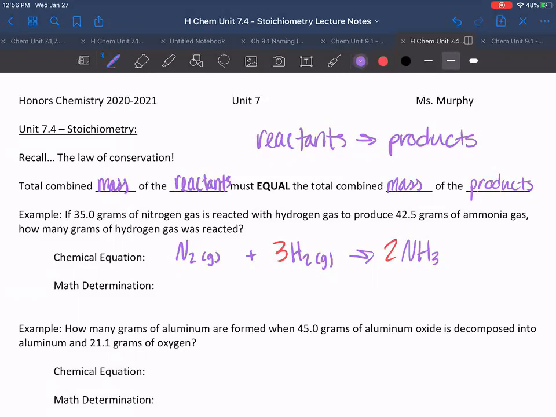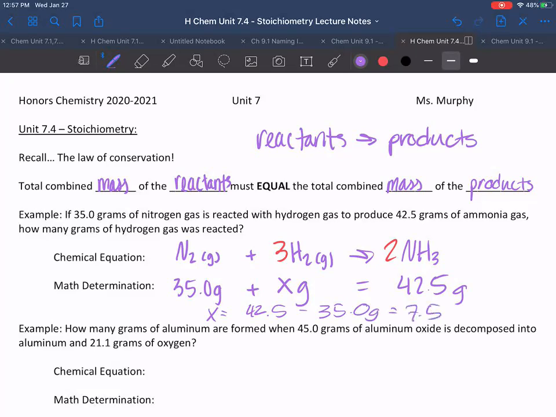For figuring out the mass, if I tell you that 35 grams of nitrogen was reacted with some amount of hydrogen, that has to be equal to the 42.5 grams of product. So X is just as simple as 42.5 minus 35, which is equal to 7.5 grams of hydrogen gas. So pretty simple, but the concept is very important. So let's try another one.